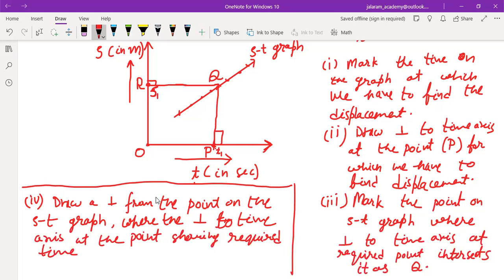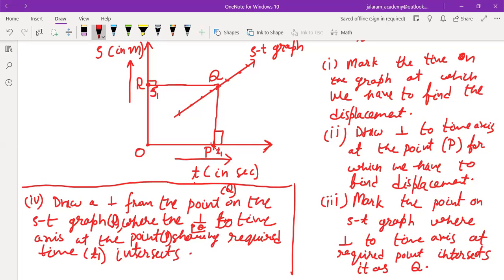What I have written, read it. Draw perpendicular from the point on the ST graph, that means point Q, where the perpendicular to time axis, this perpendicular PQ, to the time axis at the point P, showing the required time T1 intersects. That is Q.